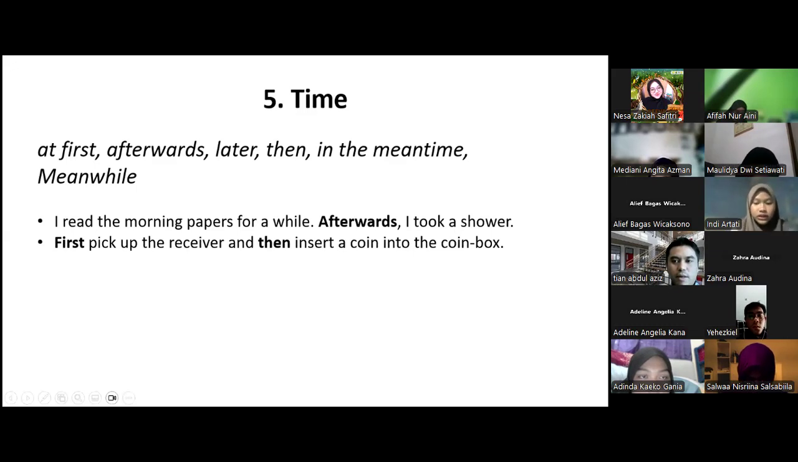First, pick up the receiver and then insert a coin into the coin box. There is order here. First, pick up the receiver, and then insert a coin into the coin box.